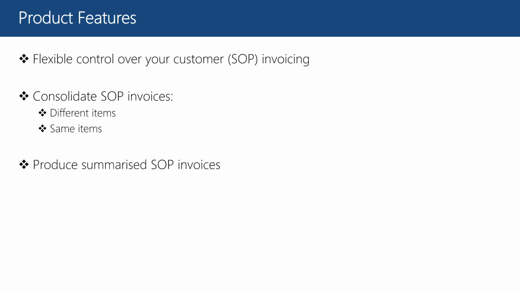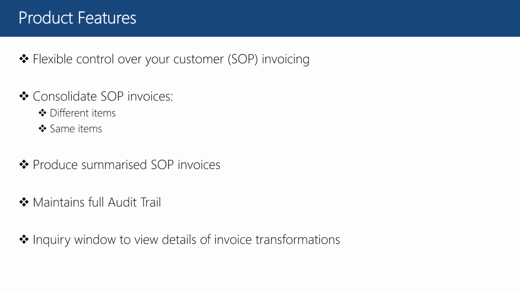The features provided enable you to consolidate SOP invoices for all items shipped to a customer. It also includes the option to produce summarized SOP invoices without losing the detail and accounting of the items shipped, maintaining a full audit trail of all invoice transformations, which are easily viewed in the inquiry window provided.